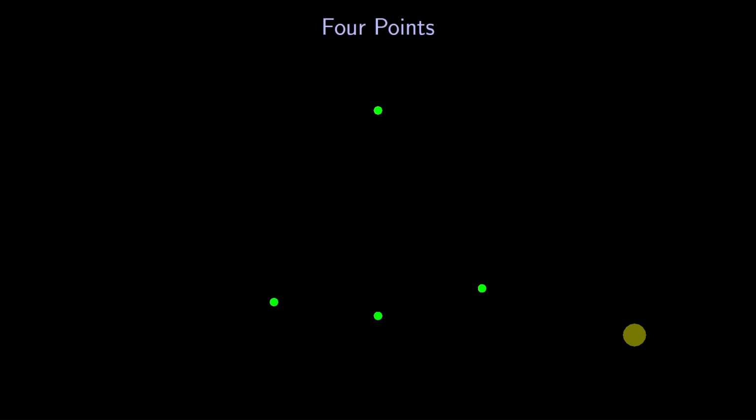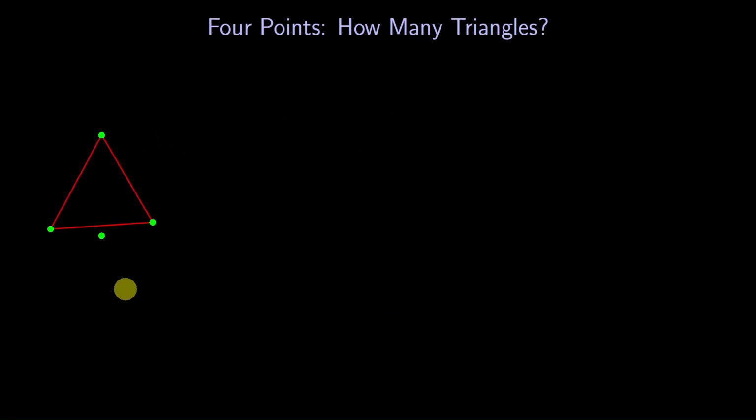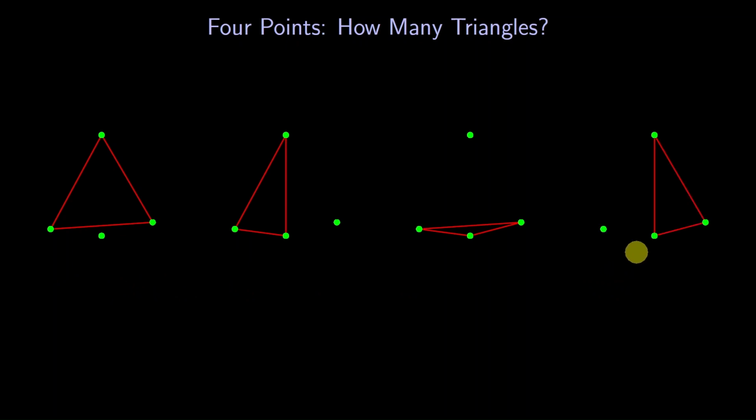Okay, let's examine the case with just 4 points. Here are 4 points. We're supposed to consider all the triangles on these 4 points. How many triangles are there? Well, here's one triangle, here's a second, and a third, and finally a 4th triangle. There are 4 triangles on 4 points. Of these 4 triangles, how many are acute? The answer depends on our starting 4 points.